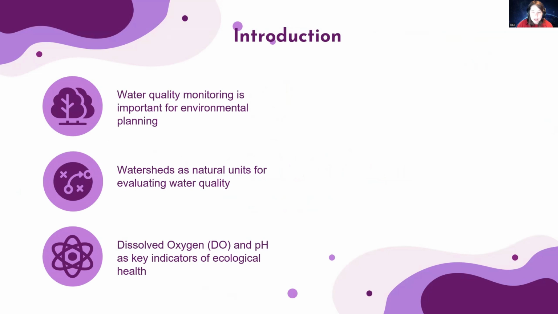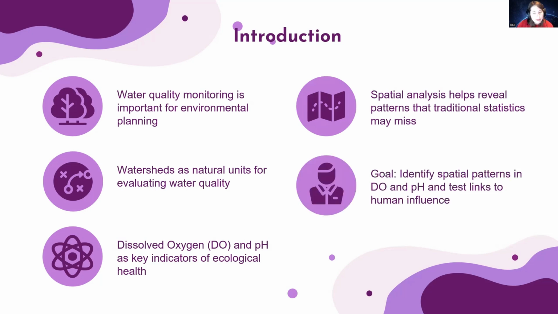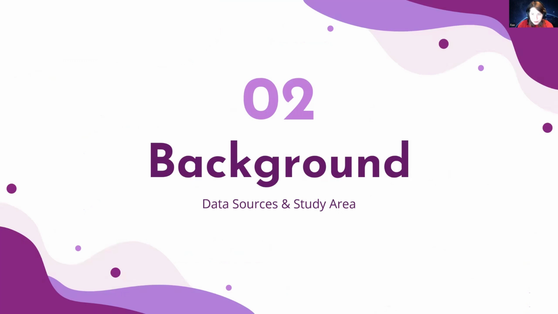DO reflects the balance between oxygen supply and demand in groundwater, and pH influences the chemical and biological processes that determine overall water quality. Since both ecological conditions and human activities vary across space, I also use spatial analysis tools in the program R to detect patterns and hotspots that traditional statistics might miss. Ultimately, the goal is to identify spatial patterns in DO and pH and test links to human influence.